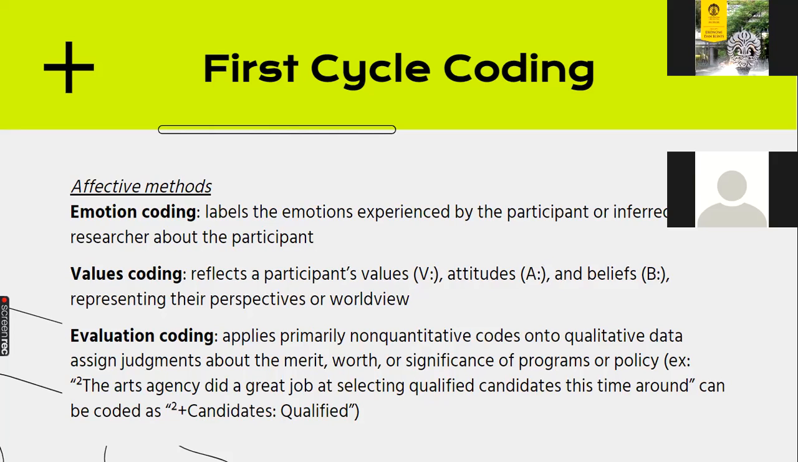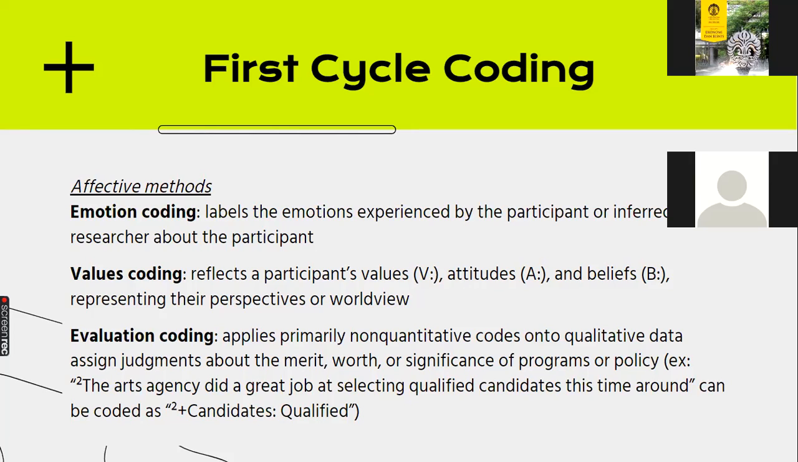Second is values coding, which reflects a participant's values, attitudes, and beliefs, and represents their perspectives or worldview. As you can see, values, attitudes, and beliefs are usually shortened in the codes with the letters V, A, and B.